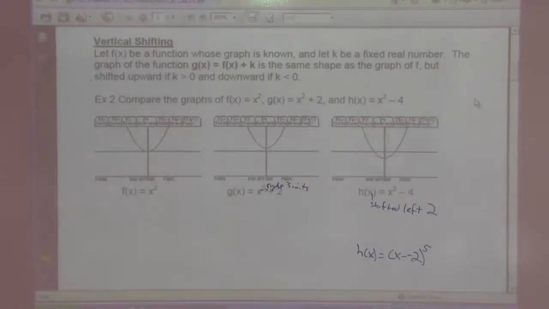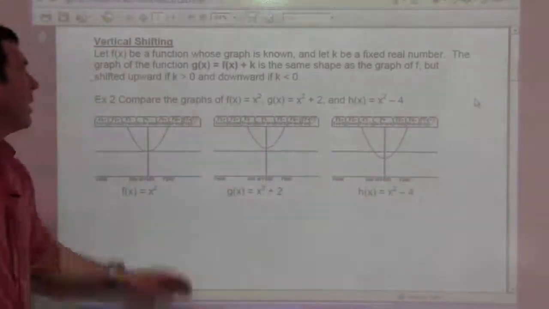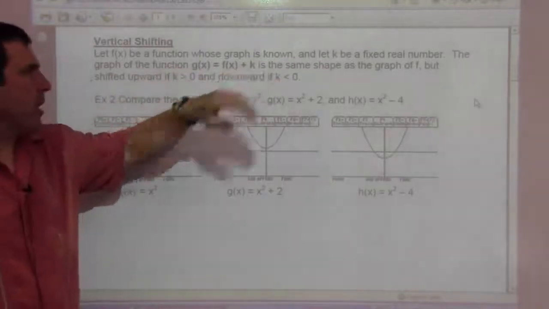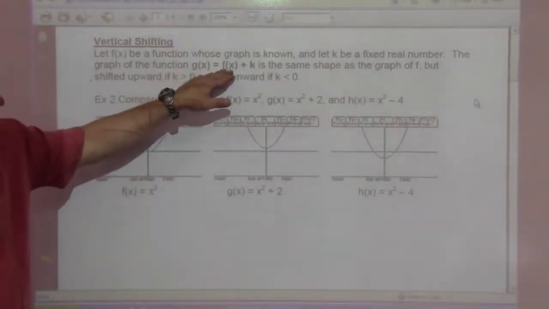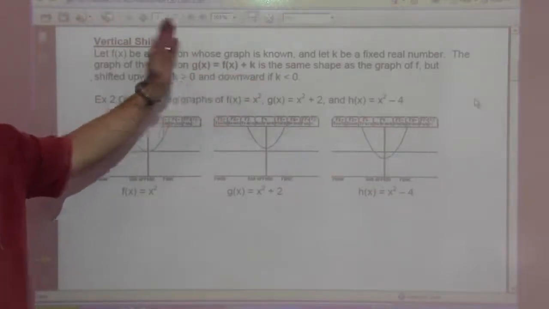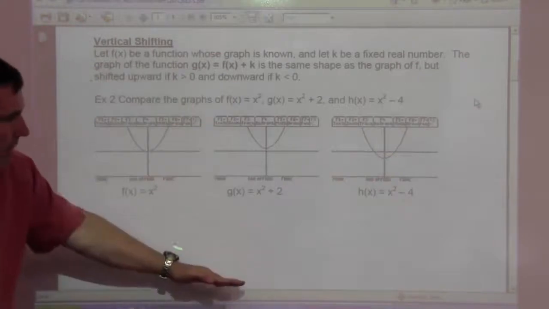Now we'll talk about vertical shifting. I think this is a little more straightforward. Let f of x be a function whose graph is known. Let k be a fixed real number. The graph of the function g of x equals f of x plus k is the same as the original f, but shifted up if k is positive and down if k is negative.